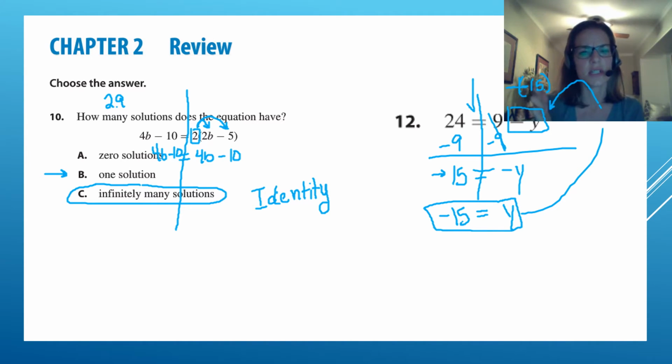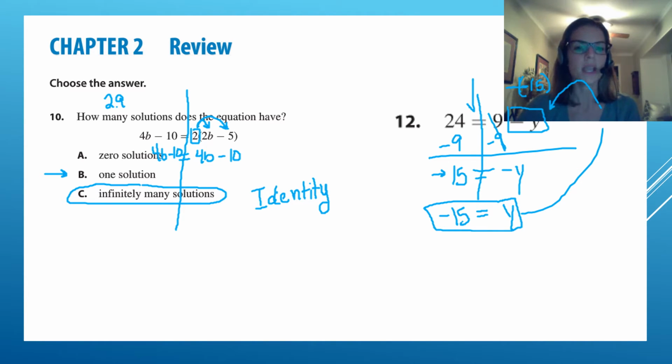Again, these are questions out of your book. I did all the evens since you don't have the answers to the evens in the back of the book. So I wanted to make sure you had this information so you could go and do the odd ones and then check your answers.